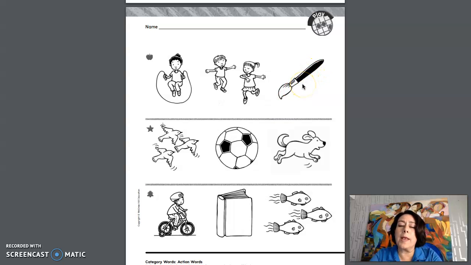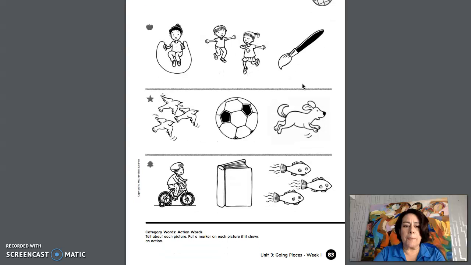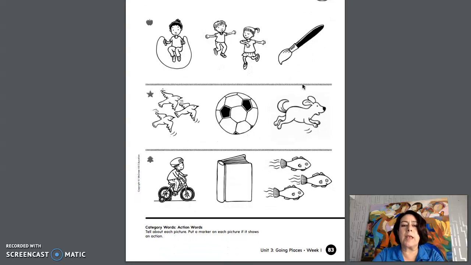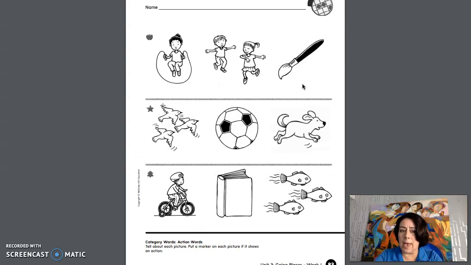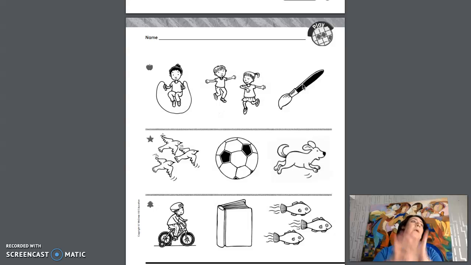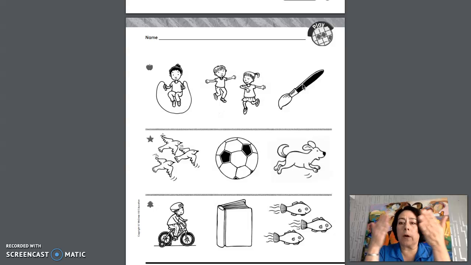What you have to do right here on this page, we have to circle the pictures that are making a movement, okay? Like for example, it says, tell about each picture. Circle each picture if it shows an action, okay? So it doesn't matter if it's a person or an animal, okay?